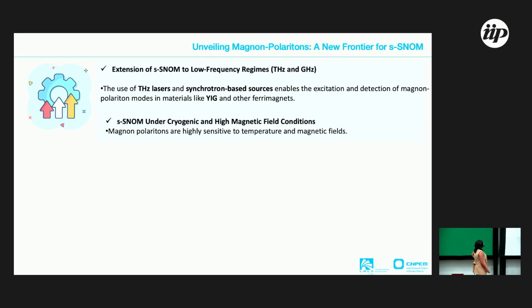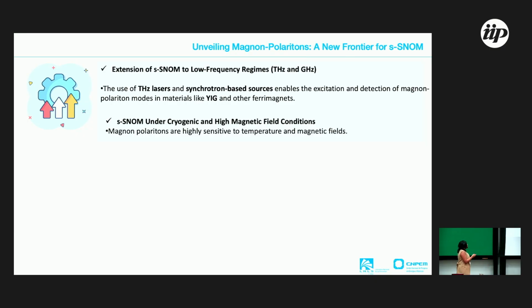But I need to say that we started in that sense, not for mapping polaritons, but for studying magnetic materials using the SNOM technique. The first thing that we did, and I believe it is the most important step, is the extension of the frequency to the low frequency regime. So this technique works well in the terahertz. As I told you, I don't believe that we can extend more than that, unfortunately. But it's possible to measure magnon polaritons in YIG materials or other ferromagnetics.